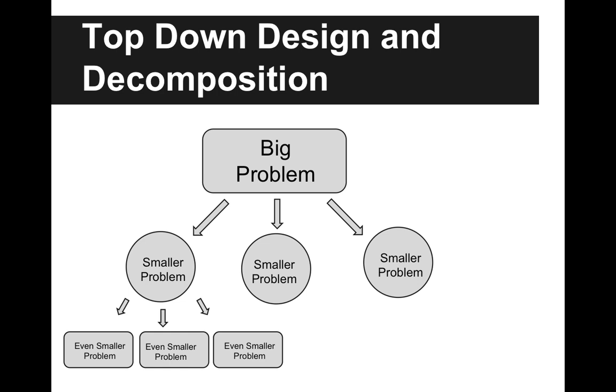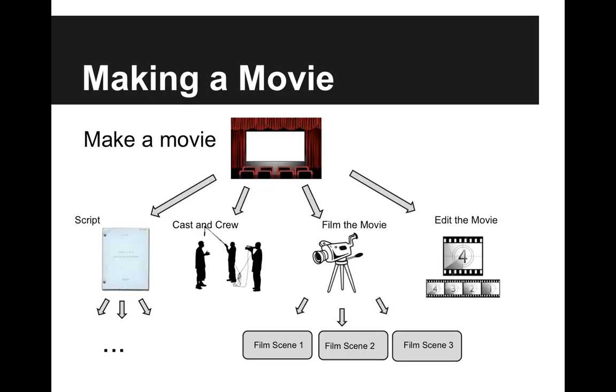So let's look at another example. Let's say you wanted to make a movie. Well, the problem of making a movie is very big, but you can break that into several steps. You need to write the script. You need to hire the cast and crew. You need to film the movie. You need to go edit the movie. But these in themselves are each big problems. And the problem of filming the movie we can break down into filming scene 1, and filming scene 2, and filming scene 3. And so we start with a big problem and we decompose the problem into smaller problems that are easier to solve. The reason this is top-down design is because we're going from the top down as opposed from the bottom up. We're starting with the big problem and then breaking it down into smaller problems.